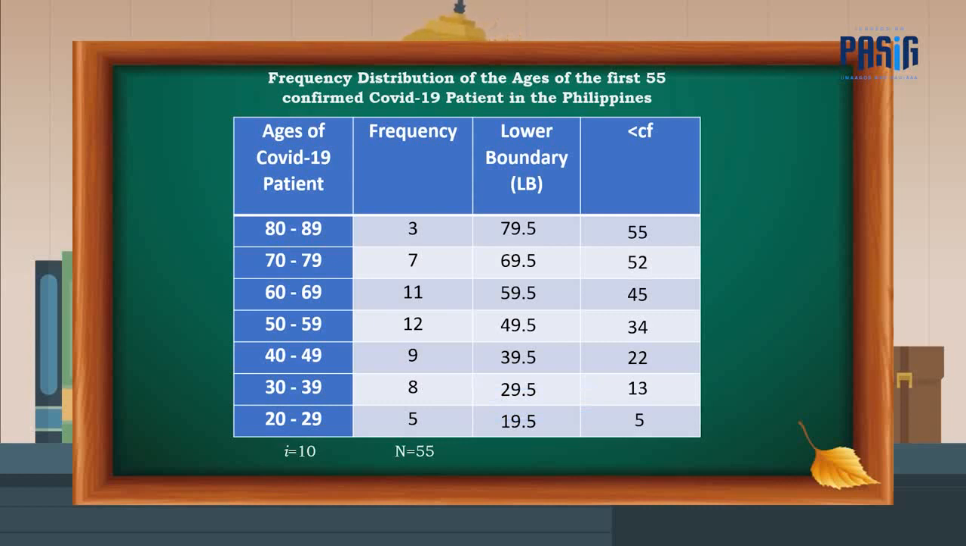To find the median class of the given distribution table, we're going to divide n by 2. So that is 55 divided by 2, which is 27.5. Among the cumulative frequencies, we're going to find a number that is closest to n over 2 but not lower than n over 2. In this case, n over 2 is 27.5 and the closest number to it but not lower than it is 34.